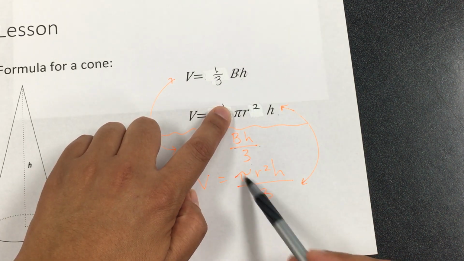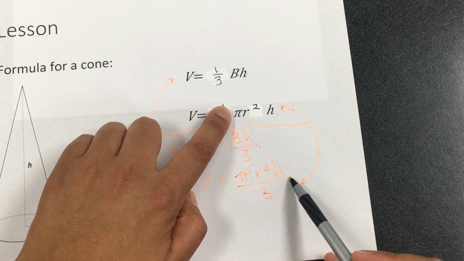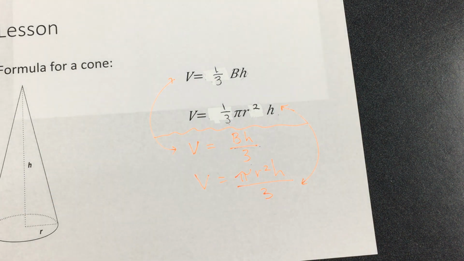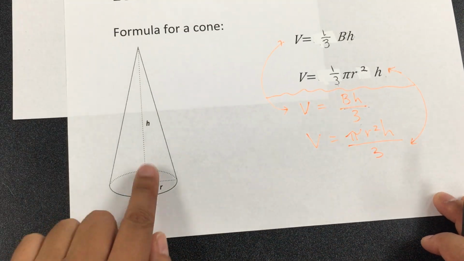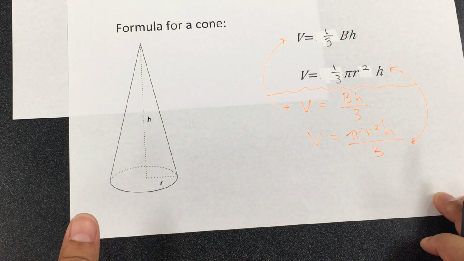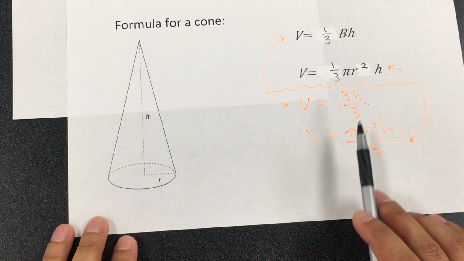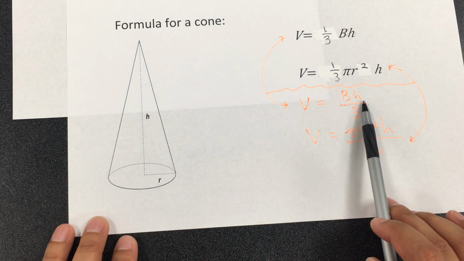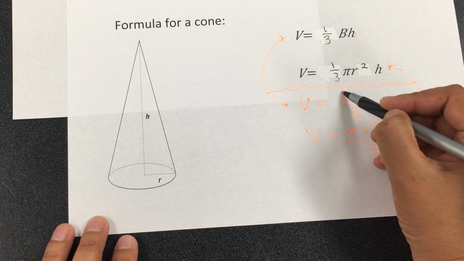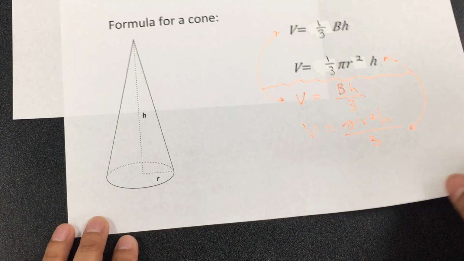And if you notice, this 1/3 is right here. This is the area of the base, which is a circle, pi r squared, times height, divided by 3. Okay, so that's the formula for a cone: 1/3 the area of the base times the height, or base times height divided by 3. This capital B represents the area of the base. Okay, let's put that into practice.